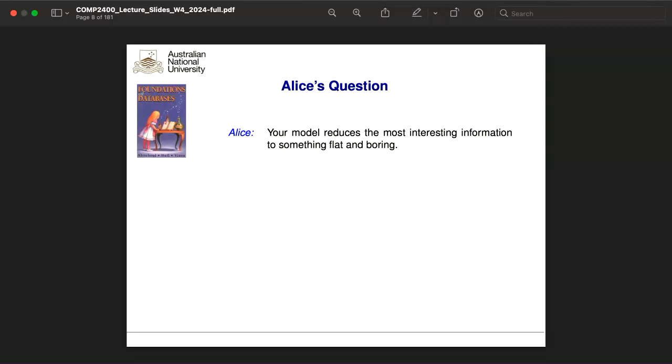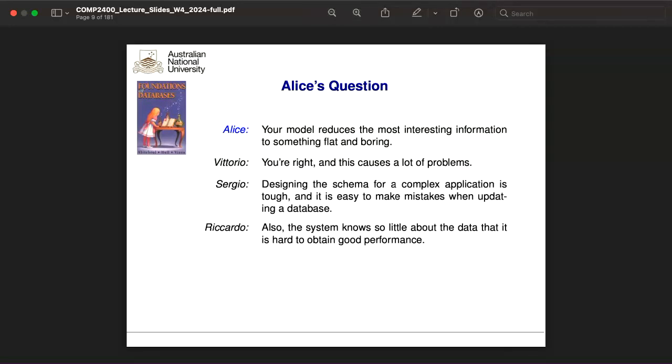So Alice has some questions about the relational database. You have learned the relational data model in the last several weeks, right? Basically, it's just a table. You have columns, you have rows. So Alice wonders, would this be very boring? Because we may have a lot of information, but in the end, we have to put this into a table. It's flat. Some of Alice's friends also hold a similar view.